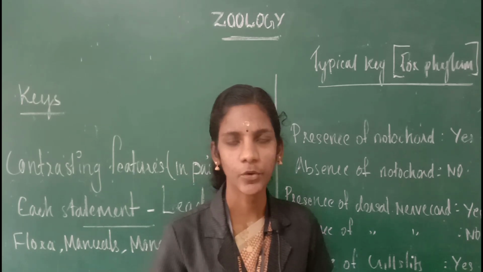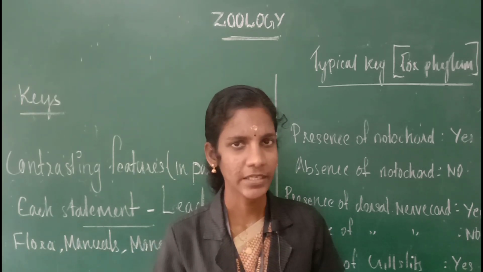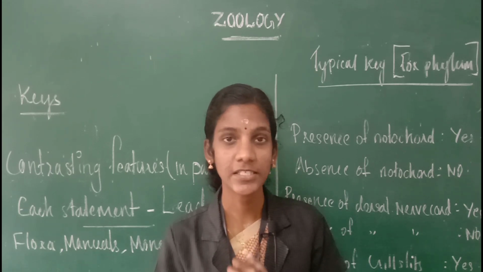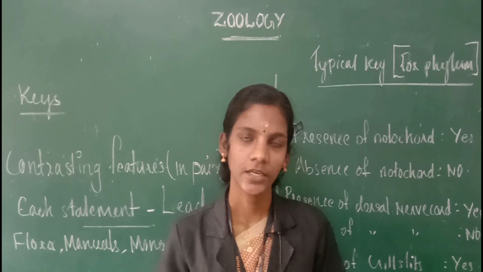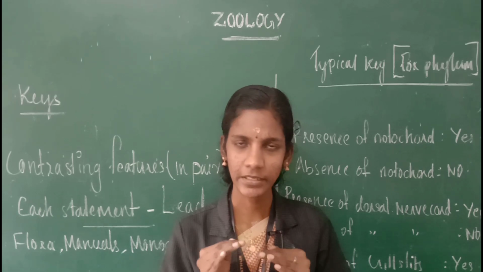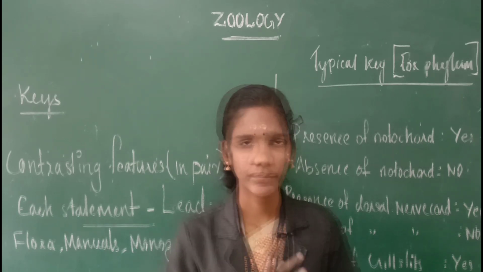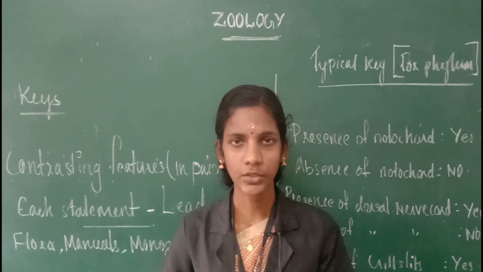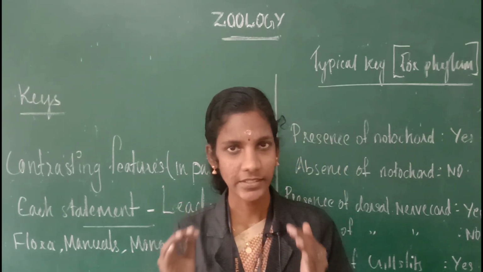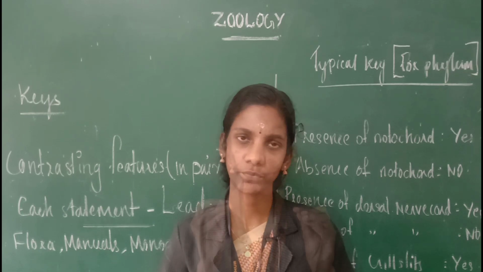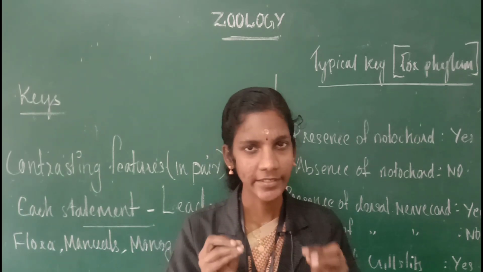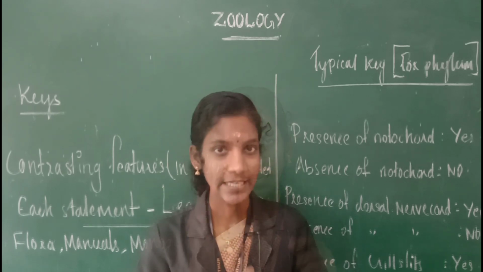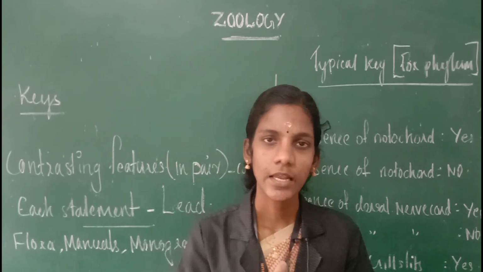I'll tell you about key once more. Key is a taxonomic aid which can be used to identify an organism on the basis of its contrasting features. The contrasting features can be written in an alternative manner. By comparing the contrasting features of that organism, we can reach a conclusion about the category to which the organism belongs. A pair of contrasting characters which can be seen in a key is known as a couplet. Each statement in a key is known as a lead.